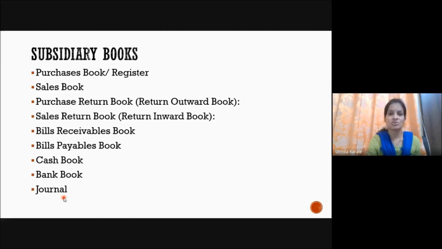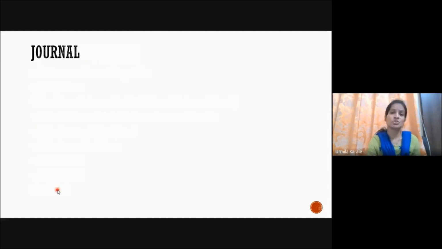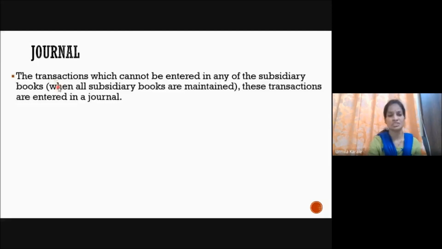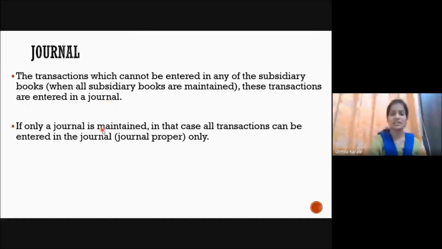So journal is also called the book of residual entries. All the entries which you cannot enter in any of the given books will go to the journal. So let us have an idea as to what journal is going to help you with. Journal is basically one of the subsidiary books which is maintained, and when you are using all the subsidiary books, you cannot enter some of the transactions in any of the given books. Then it will go to the journal, as we have discussed in the earlier slide. If only journal you maintain, that is also fine. Then all the transactions you can record in journal only. That is also easy to perform, but only for small businesses.